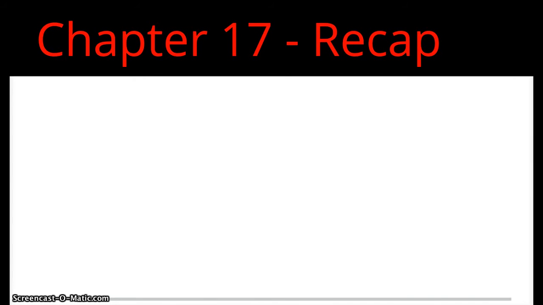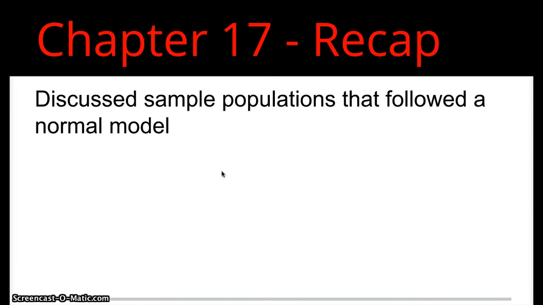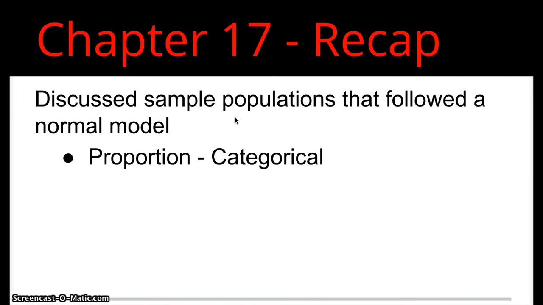Okay, so what I'm going to do now is recap what we discussed and learned in chapter 18. The first thing we learned was that we discussed sample populations that followed a normal model. There were two different types of populations you could have. You could have a proportion, which dealt with categorical, and then there was a mean, which dealt with quantitative.